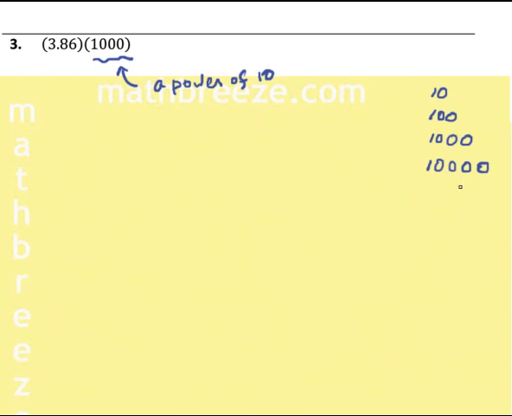When we multiply by a power of 10, we move the decimal place to the right. And we move it to the right the number of places as there are zeros in the power of 10. So this power of 10 has 3 zeros. So we're going to move 3 places to the right. So let's just write down our 3.86. And we multiply by 1,000 by moving 3 places to the right. So here we have 3 zeros.